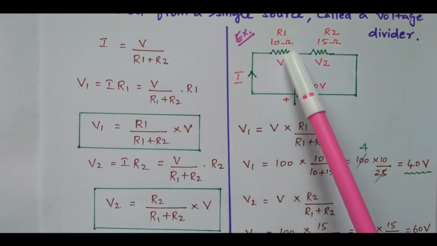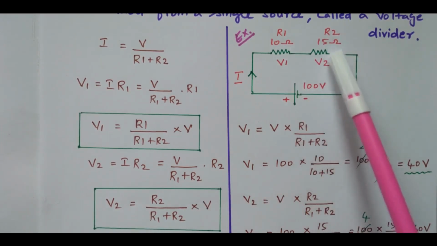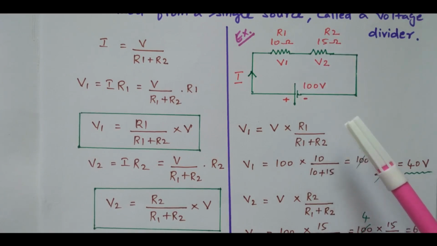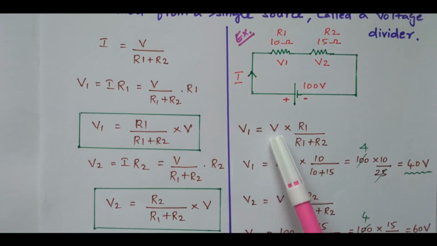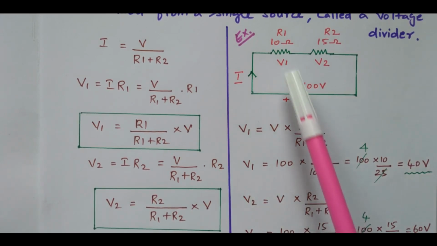Now we need to find the value of V1 and the value of V2 based on the voltage divider rule. So what is V1? It is equal to the total voltage, that is the applied voltage, multiplied by the resistor value divided by the total resistor. So V1 equals the total voltage applied, 100, multiplied by 10 ohm. V1 is nothing but the voltage across the 10 ohm. Which resistor do we need the voltage for? That resistor, divided by the total resistor, 10 plus 15.